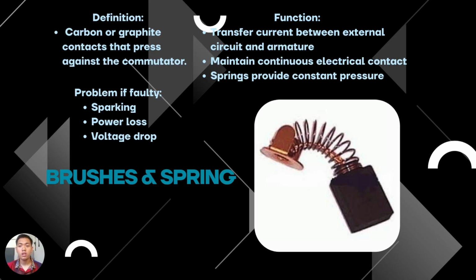So for the third one, the brushes and springs. Brushes are made of carbon. They press against the commutator. Their job is to transfer current between the external circuit and the rotating armature. The springs push the brushes to make sure the contact is always good. If the brushes are worn out, sparking and power loss can happen.